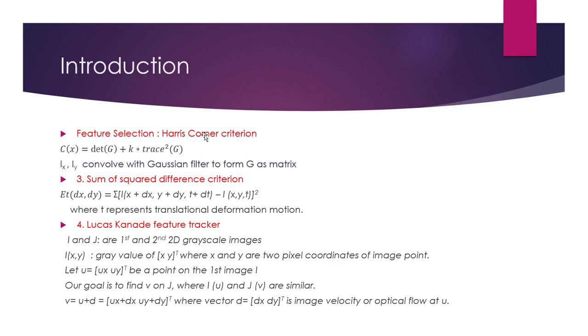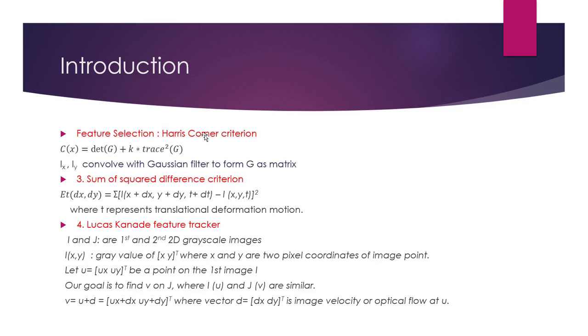Now after the segmentation, we generate a derivative mask, and then the derivative mask is convolved with the image I to form Ix and Iy. These Ix and Iy are further convolved with a Gaussian filter to form G as a matrix. The G matrix has Ix squared, Iy squared, and Ix times Iy as its elements. Then we calculate the determinant and trace to generate Cx, which is basically the quality factor. This is the Harris corner condition, and if the quality of the feature point is greater than the threshold, then we select that feature point, else we don't select it.